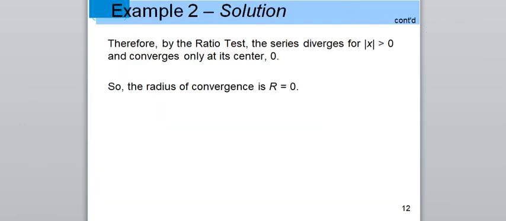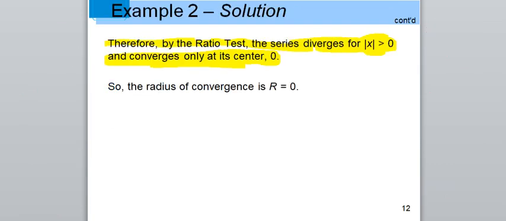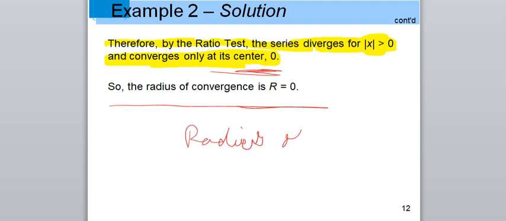Therefore, from here what does it say? By the ratio test, the series diverges for mod x greater than 0 and converges only at the center 0. It only converges at the center 0. Look at it, it is only converging at 0. When you put 0 here, 0 factorial x to the power 0, then only it's converging. Otherwise it's diverging. So if it converges only at the center, and the center is 0, then of course the radius of convergence is also 0. So the radius of convergence is 0.